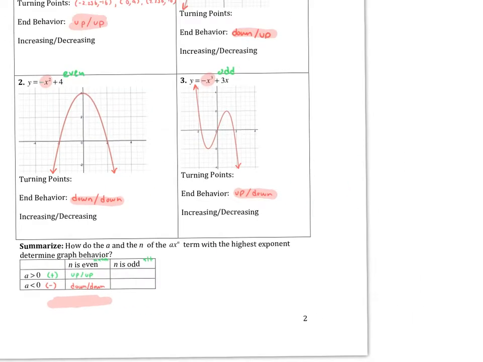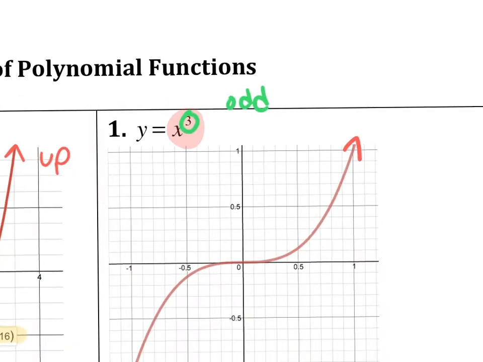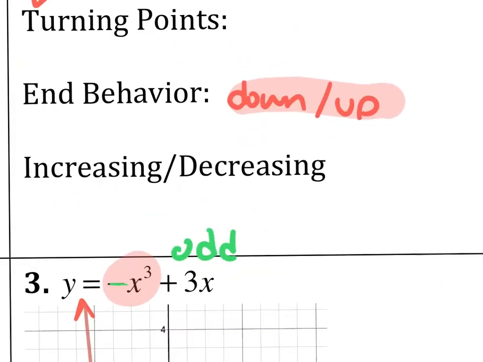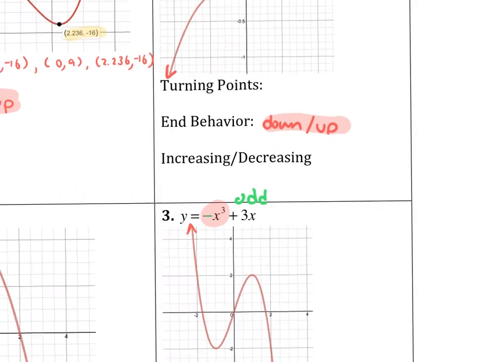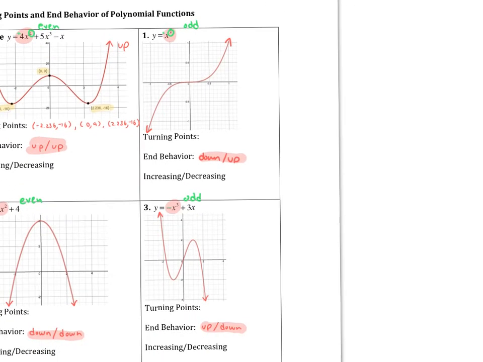Okay, so how does that compare over here? Like we said, odd alternates, and notice the exponent here is 3, the coefficient is positive 1, and the coefficient here is negative 1. So notice what the positive 1 does. The positive starts low, ends high. And the negative coefficient starts high and ends low.